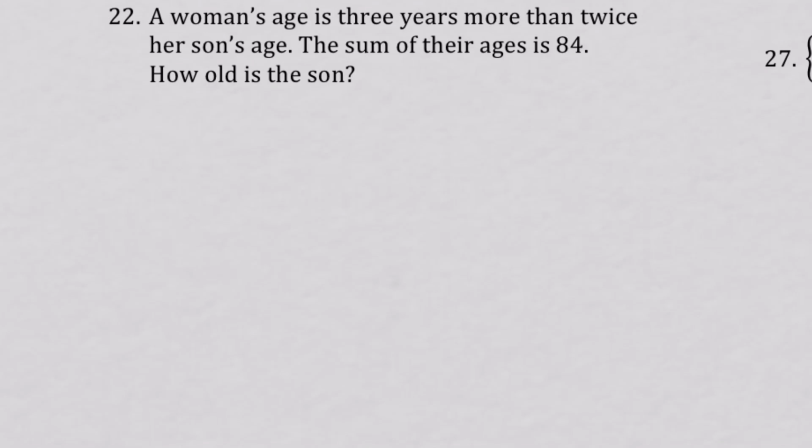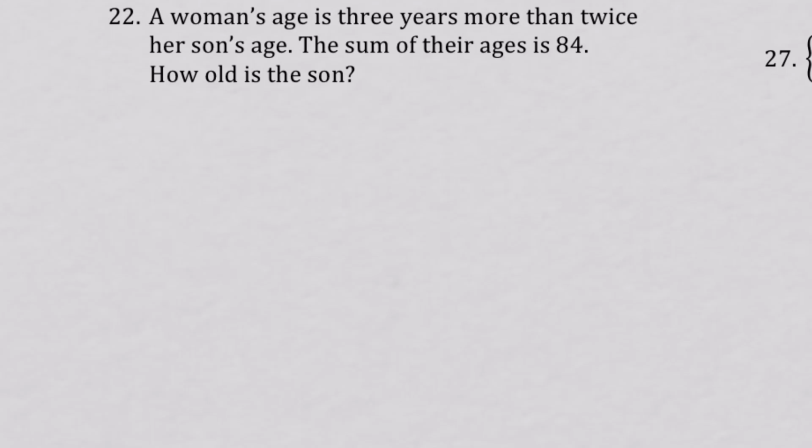Okay, so let's move on to some word problems. Here, number 22. A woman's age is 3 years more than twice her son's age. The sum of their ages is 84. How old is the son? Okay, so right here we have two unknowns, right? The son's age, and also we don't know the woman's age. So we're going to call each one of those by a different variable.